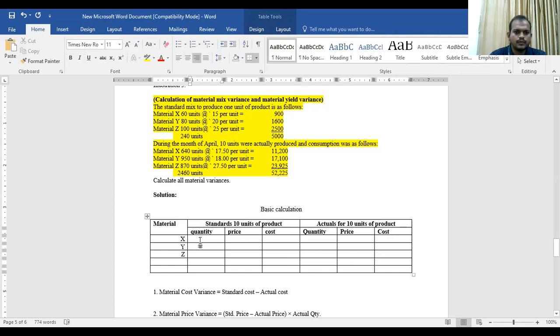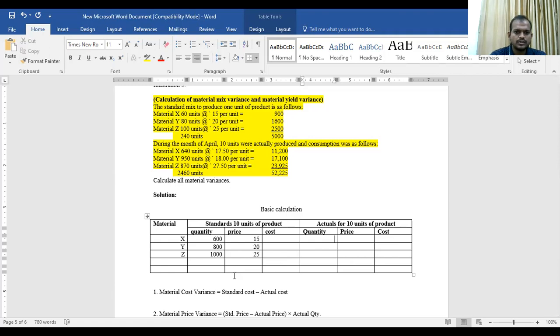Material X standard quantity is 60 units to produce 1 unit of product. But to produce 10 units of product, 60 into 10, it means 600. So next 80 into 10, 800. So this is the basic calculation we have to observe. So price per unit 15, 20 and 25.